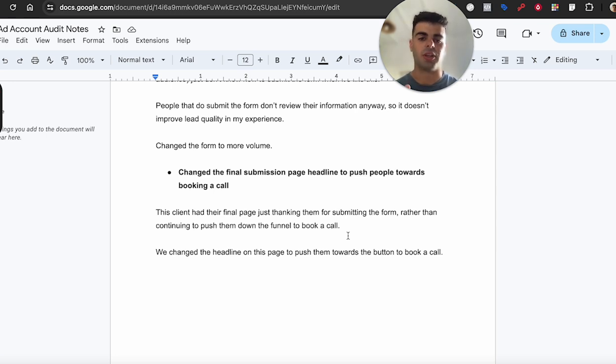So this will hopefully improve the amount of people from the form that are converting into a booked appointment as well. So yeah, that basically sums up everything in the ad account audit. I hope that you can get some value out of this and potentially improve your own funnel or ad account from some of the things that were mistakes in this one.